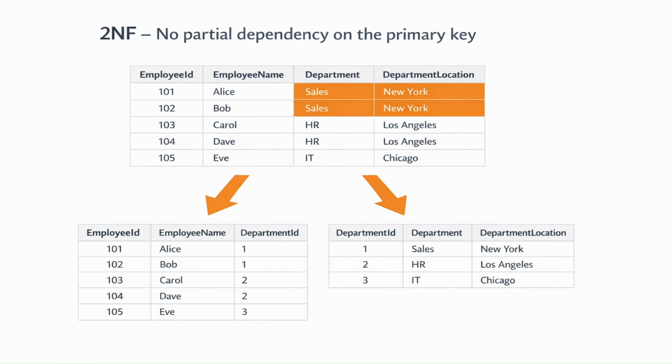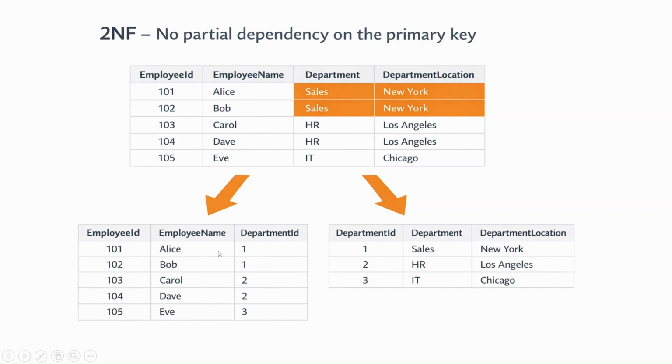Why? Because if we want to know Alice's primary key, it is 101. What is Alice's department? Alice's employee ID is 101. Now I want to know which department the employee with ID 101 belongs to. For that I can use this ID: Alice belongs to the sales department, and the sales department location is New York. So that's how we can map.